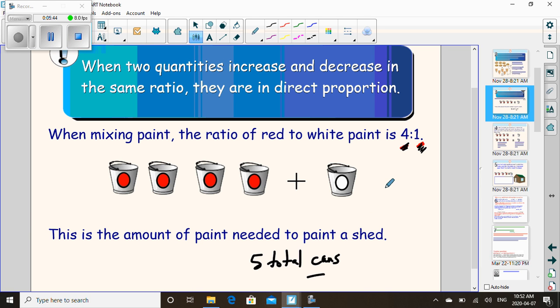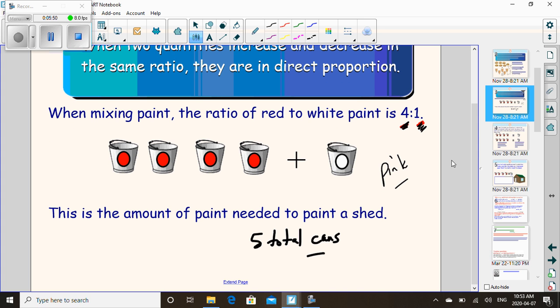So that's going to make, I don't know, a pinky color, I think, if we think about combining red and white. But let's say that's what we need to paint a shed. So down here I said there's 5 total tins, right? 4 plus 1 is 5. So again, we could put these into part to whole, part to part. But that's what we need for painting a shed.